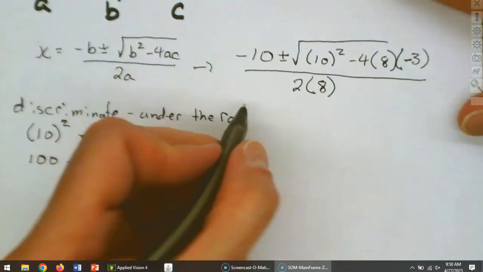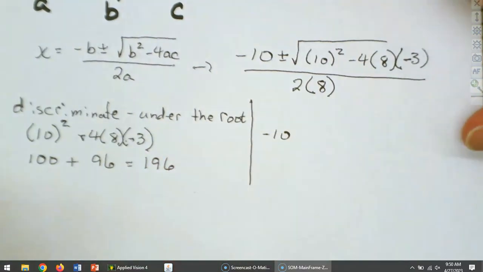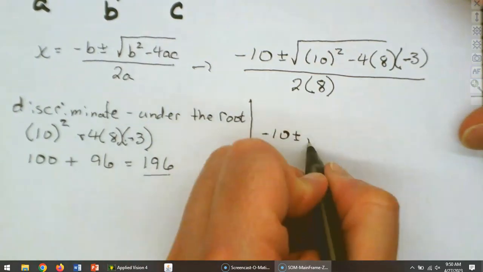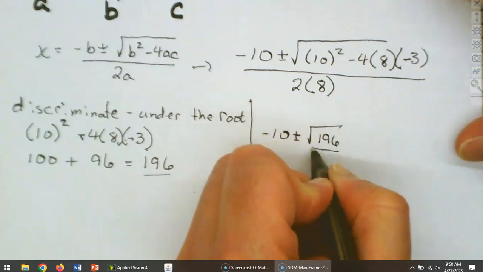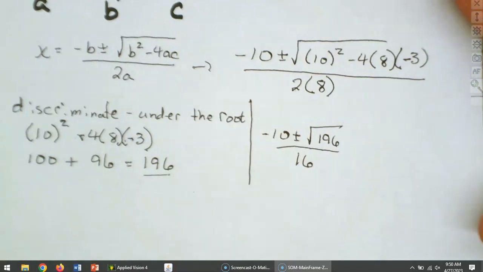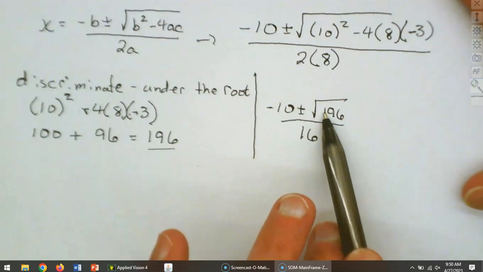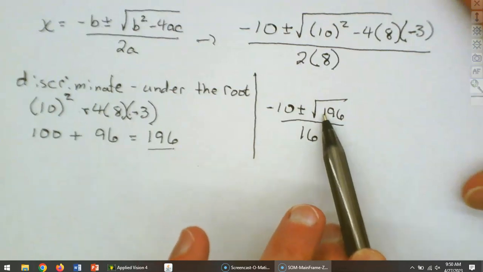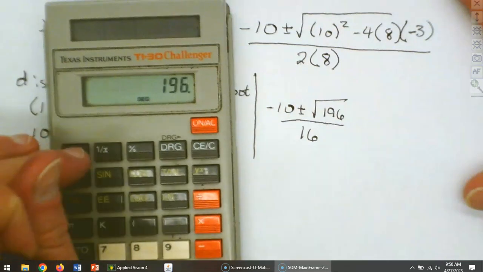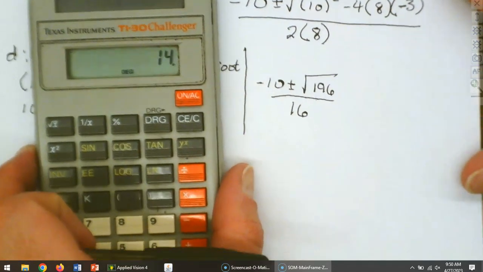So now we're going to rewrite what we've got. So we have now a negative 10 plus or minus, what did we find underneath the root? Square root of 196. And 2 times 8, that makes it a 16. Now, check. In some cases, this is a perfect square. If it's not a perfect square, then you're going to have to break it down. So let's see if 196 is a perfect square. And we'll use our calculator, and it happens to be a perfect square of 14.